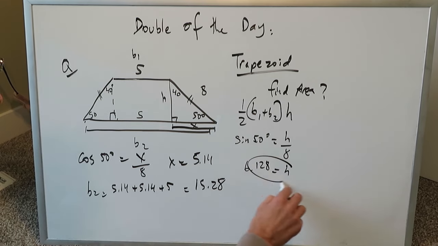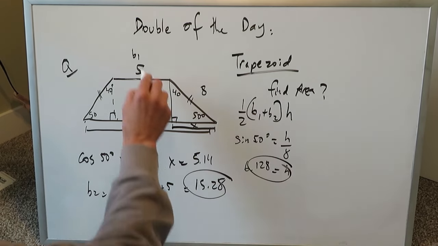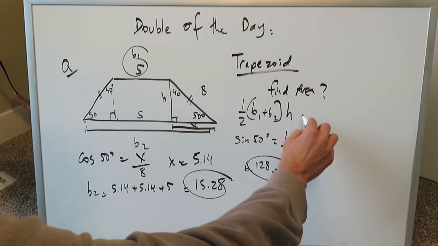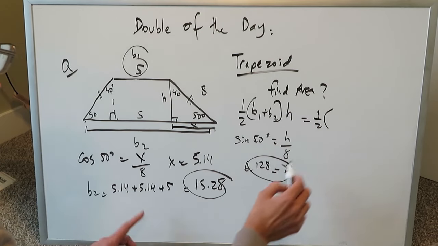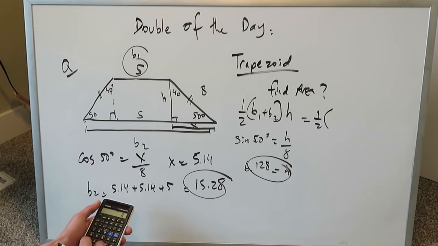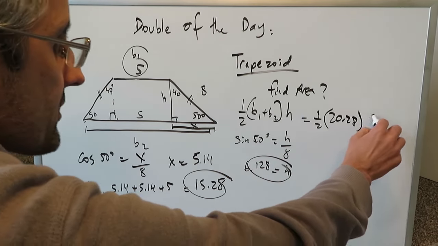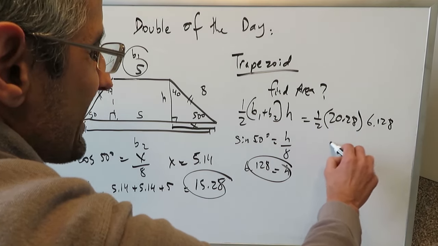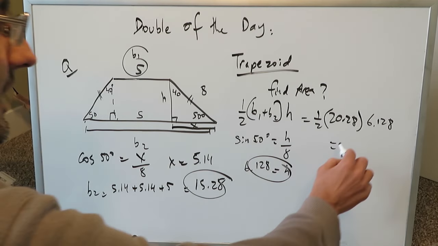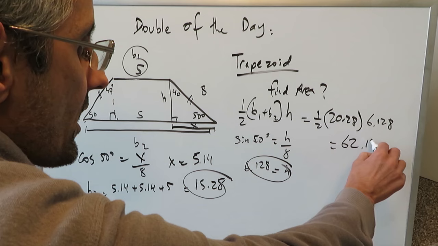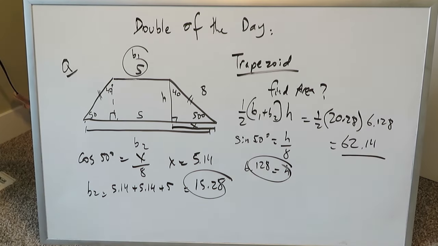So we have height, we have B2, we have B1, you just run it through this formula. We'll have half times the sum of these two, 15.28 plus 5, which is 20.28, multiplied by 6.128, and let's determine the area of this trapezoid. And the area will be 62.14 units squared. This type of question requiring you to do multiple steps to determine an area is very common, especially in the SAT. So it's good to be comfortable with these type of questions.